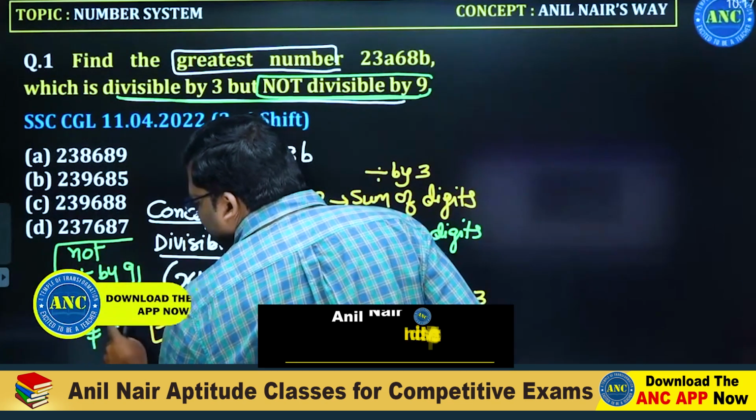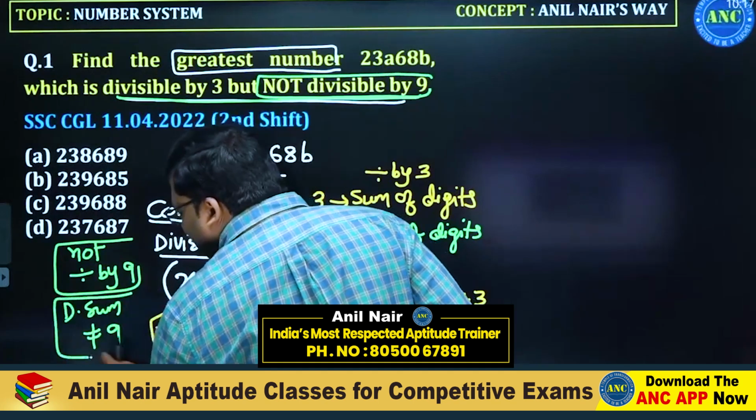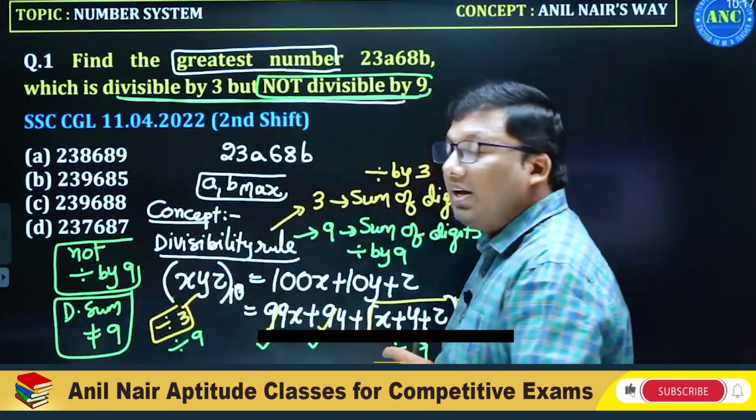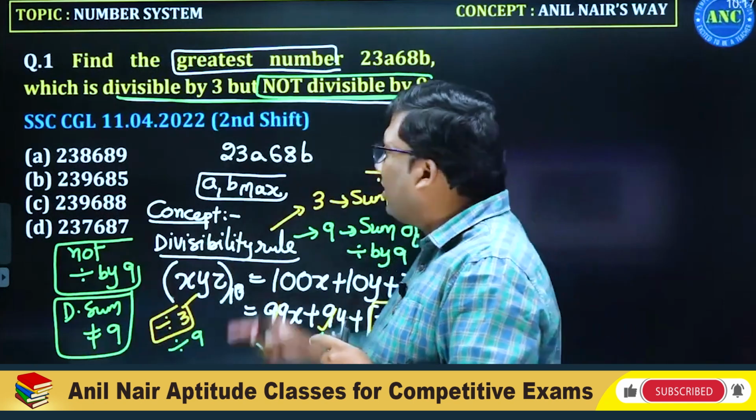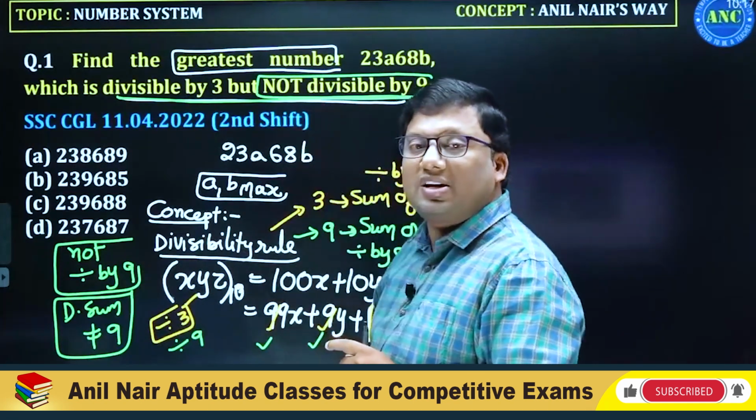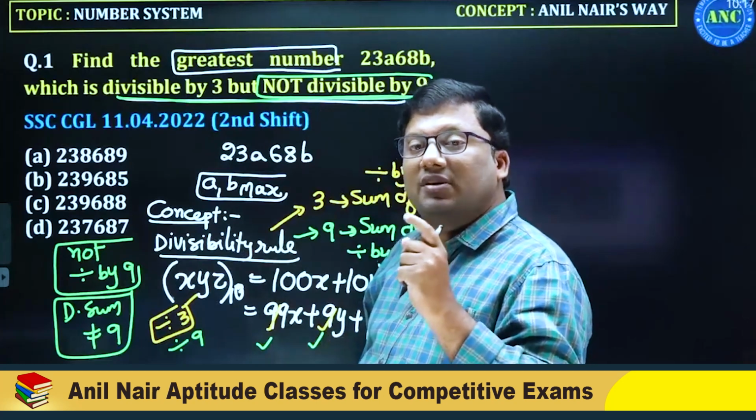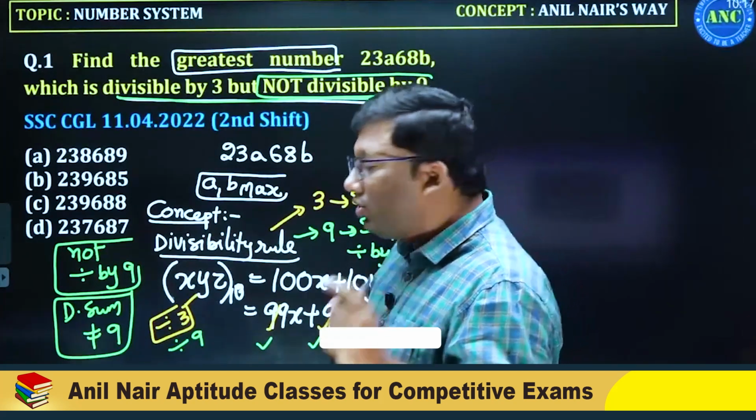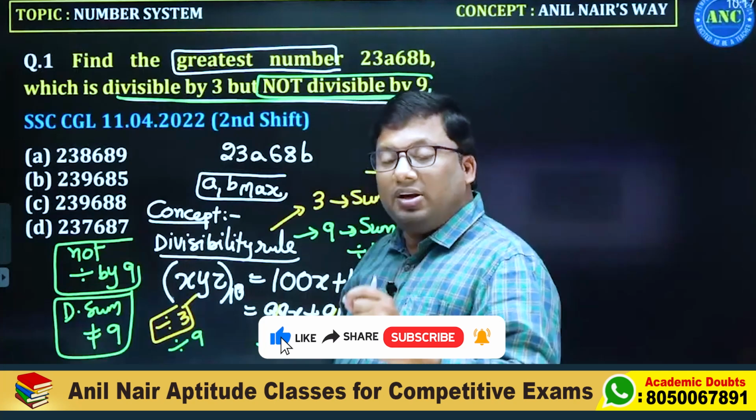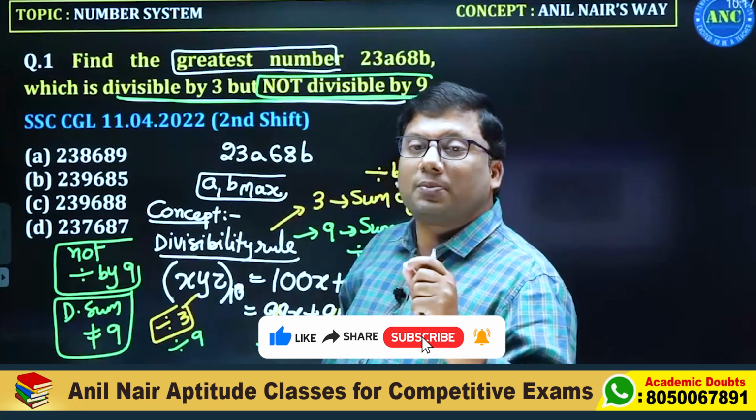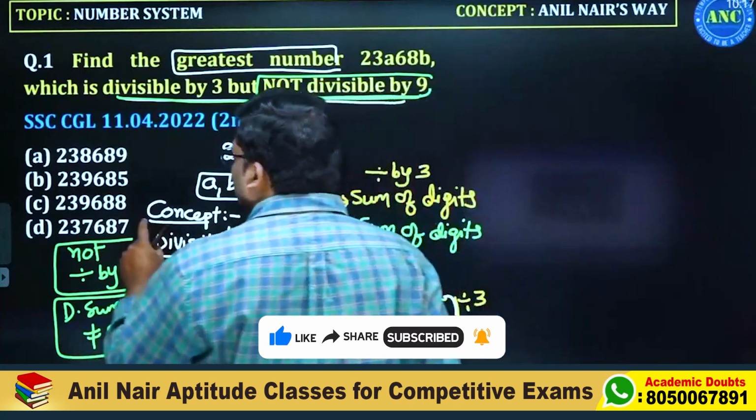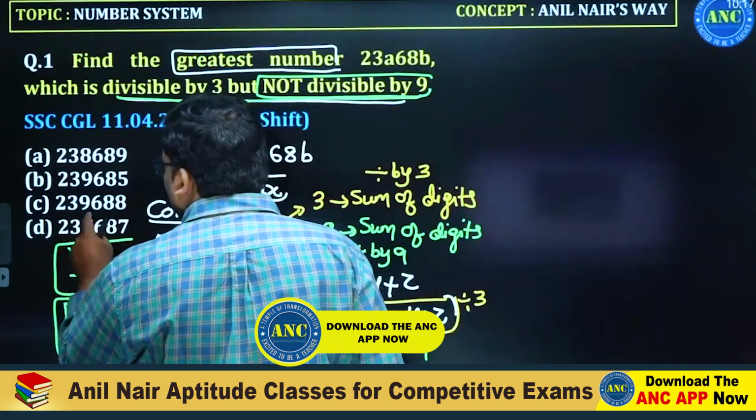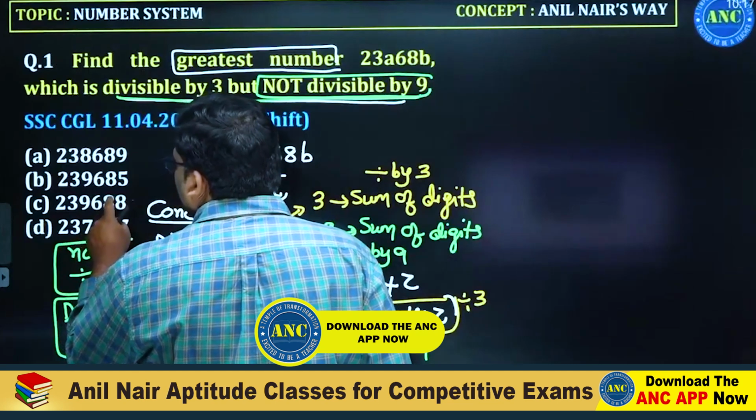Sir, why should the digital sum not be 9? Because it is clearly mentioned that it is not divisible by 9. So just by understanding this line, the answer should not be divisible by 9. That means eliminate the answer option where the sum of the digits is divisible by 9. Right? 7 you can delete like this. See here.